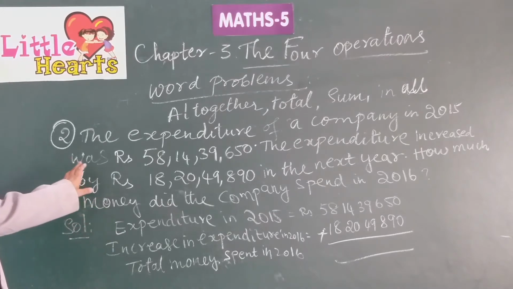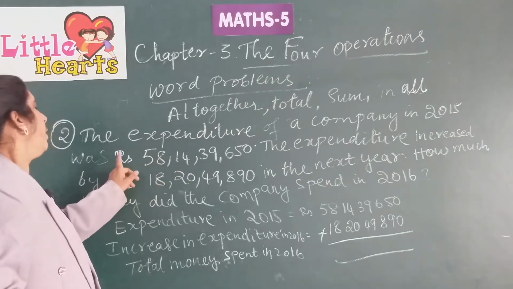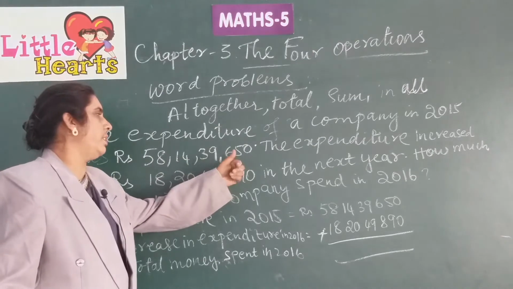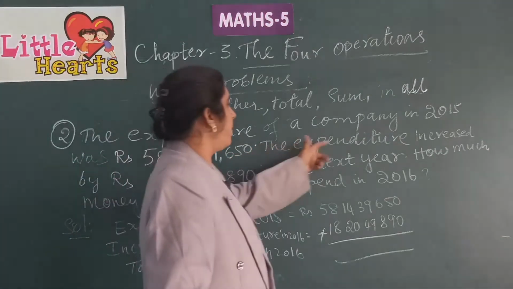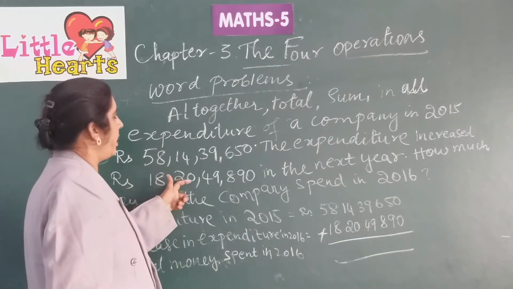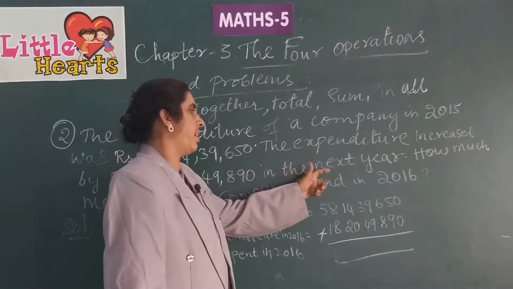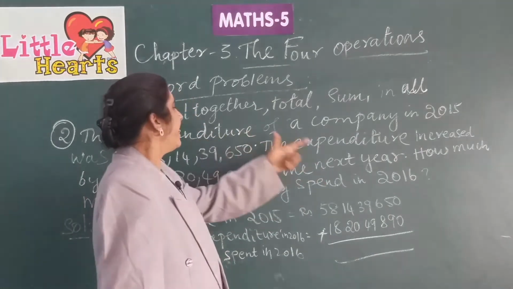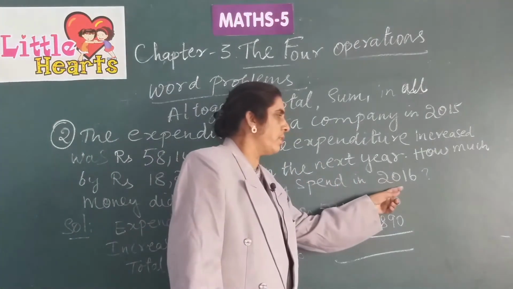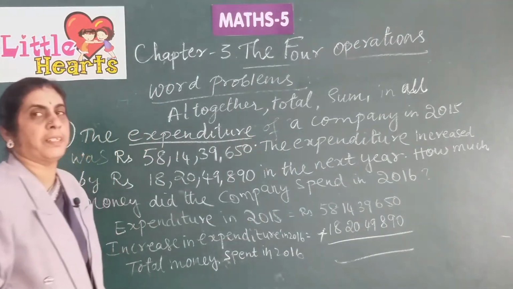Here is a problem for you. The expenditure of a company in 2015 was rupees 58 crores 14 lakhs 39,650 and the expenditure increased by rupees 18 crores 20 lakhs 49,819 in the next year, that is in 2016. How much money did the company spend in 2016? Expenditure is nothing but money spent.